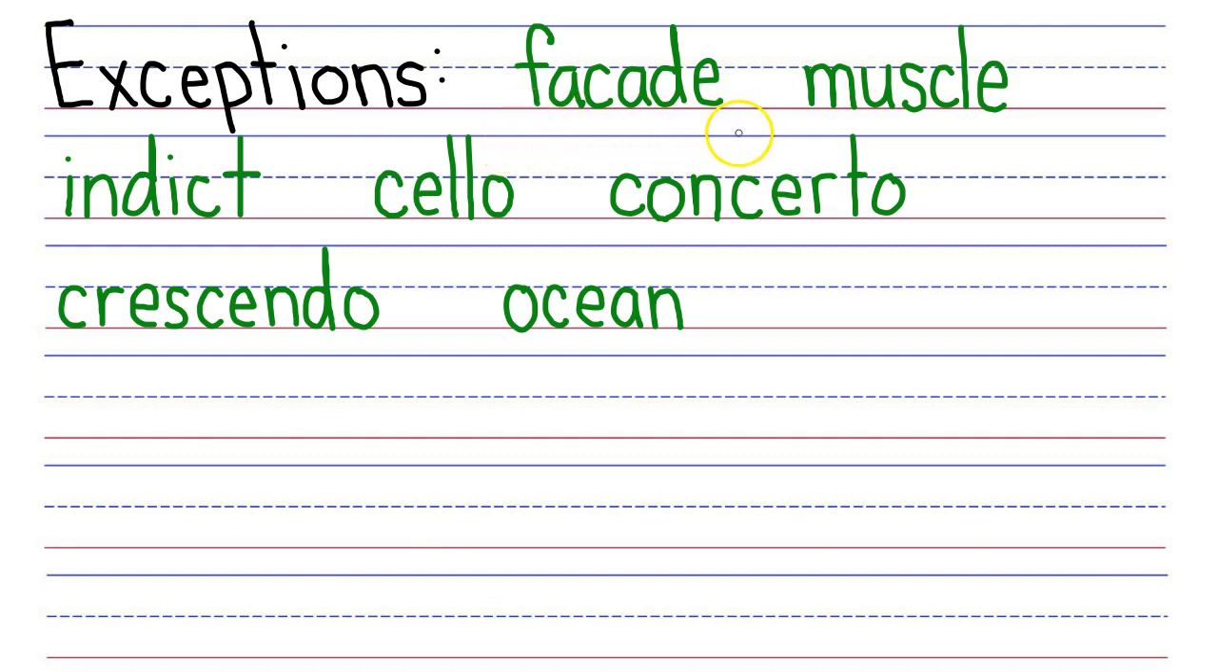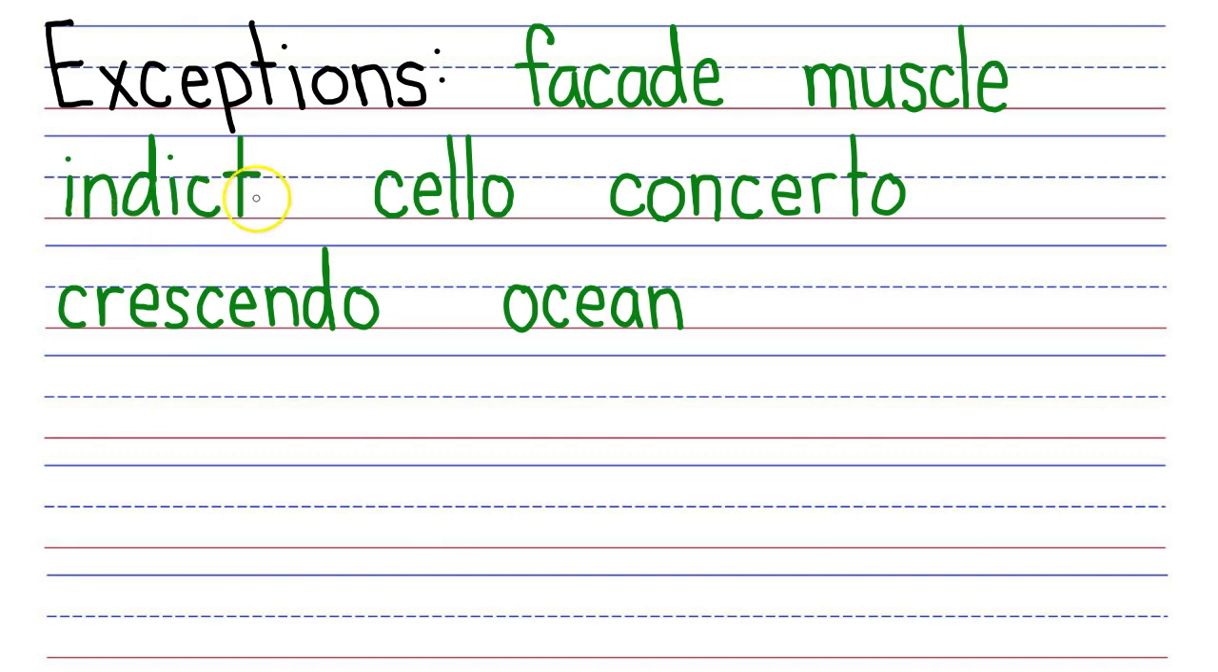First word, facade, where the C makes a soft C sound s, even though it comes before an A. It should make the hard C sound if it were following the rule, but it's not following the rule. So this word is facade. In muscle, the C makes the soft C sound s, and so it works together with the S to just say s. It's got a silent final E. Normally, SC before a consonant would say sk, but this doesn't say muscle with a k sound. It says muscle, so it's an exception.